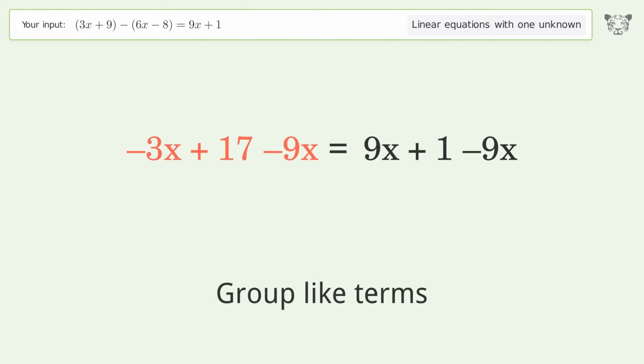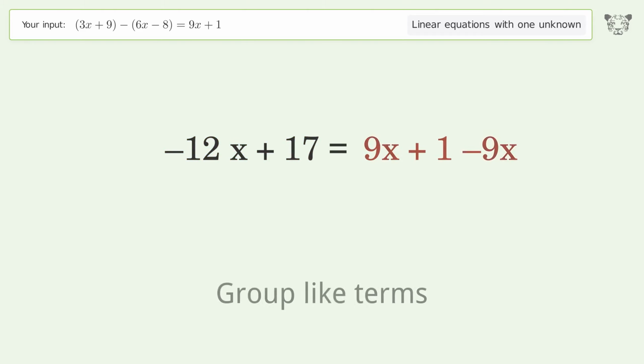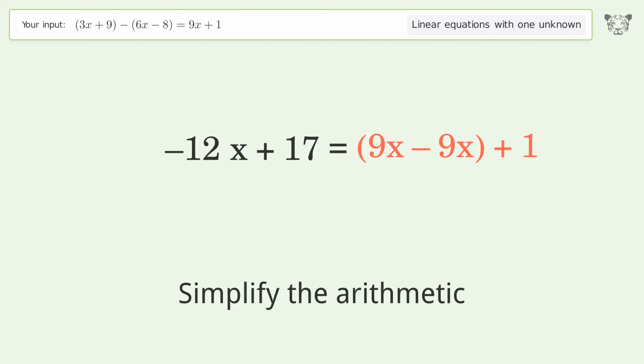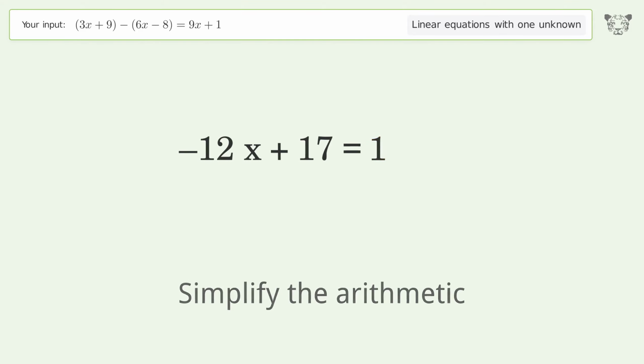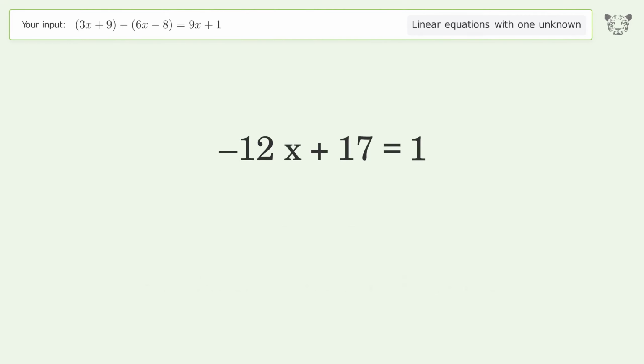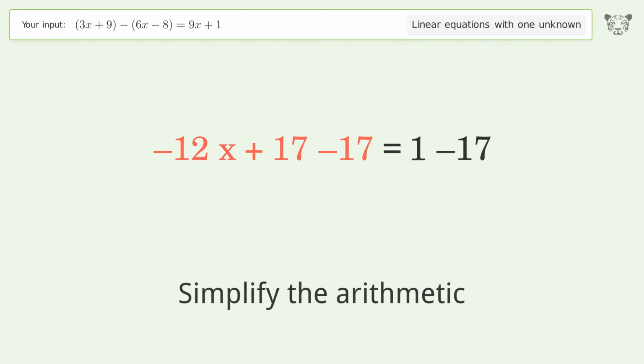Group like terms. Simplify the arithmetic. Group like terms. Simplify the arithmetic. Group all constants on the right side of the equation. Subtract 17 from both sides. Simplify the arithmetic.